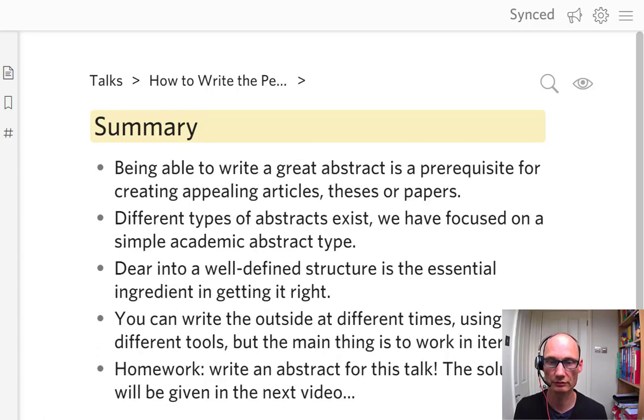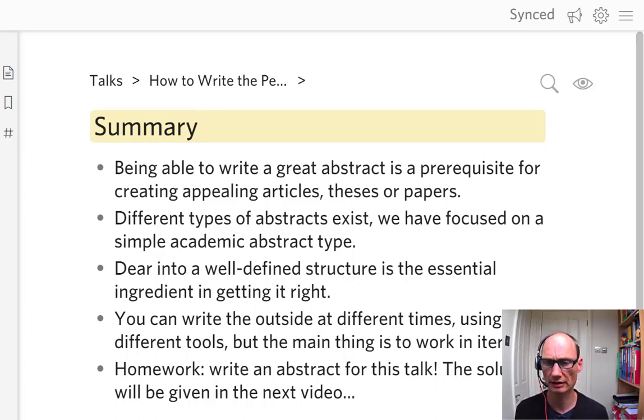Okay, guys, so we're almost there. In summary, I have told you that writing a great abstract is really necessary for creating a good paper or thesis that appeals to the reader. And we have focused on a simple academic abstract type. Maybe in the future we'll cover other types of abstracts. But really the main thing is to get the structure right. If your structure is well defined, then that's basically the main thing to get the abstract right.